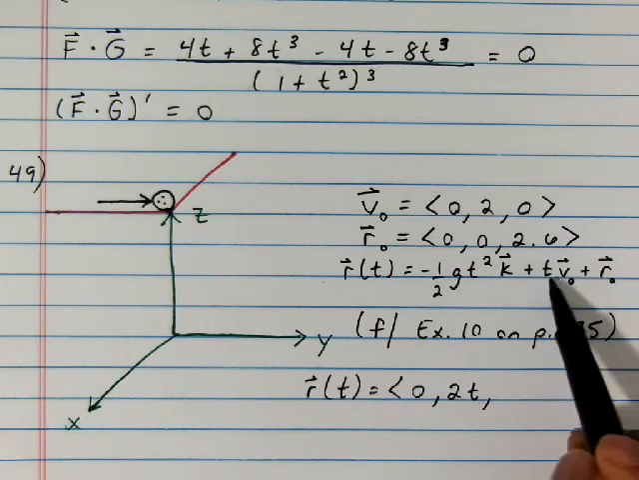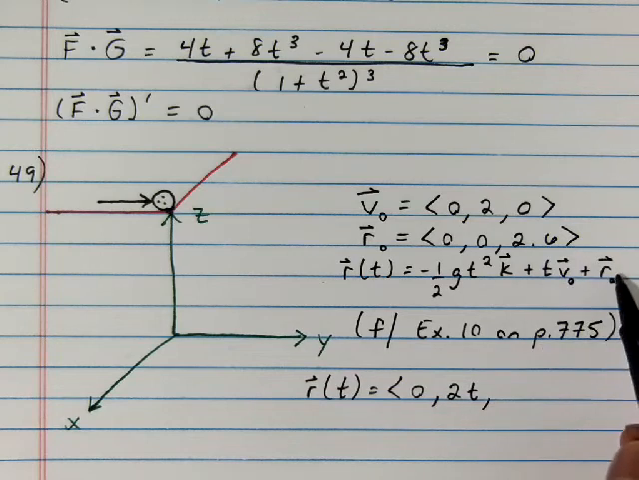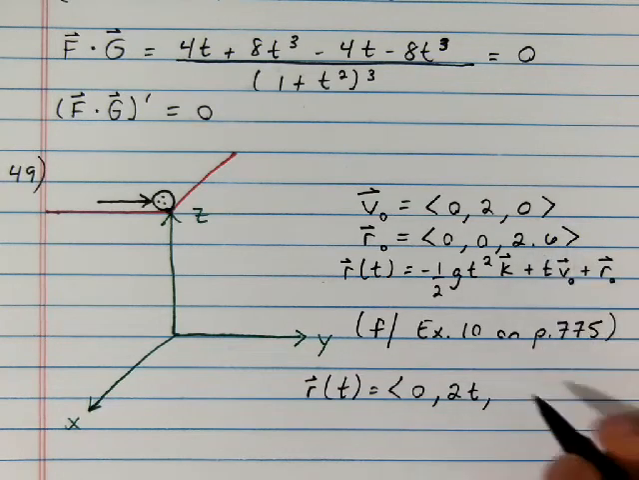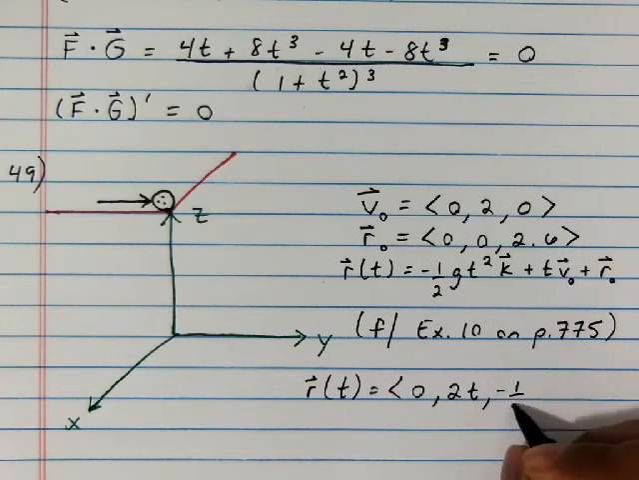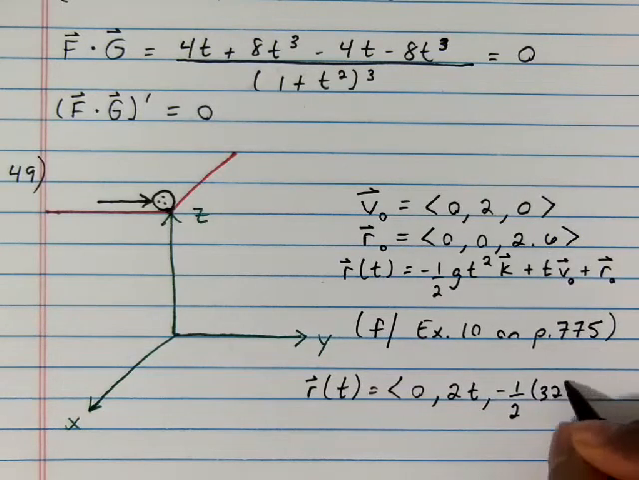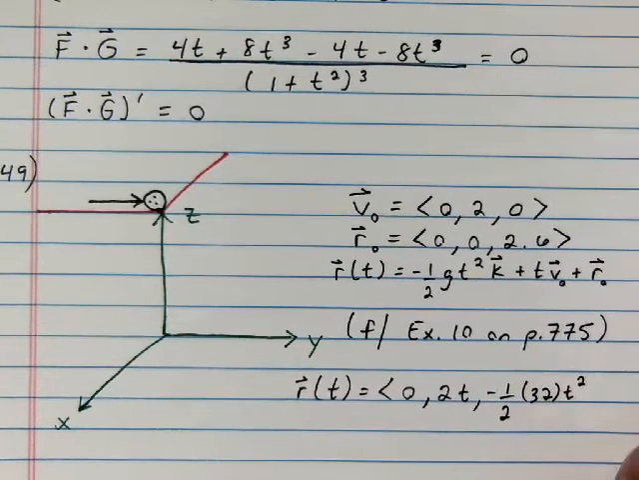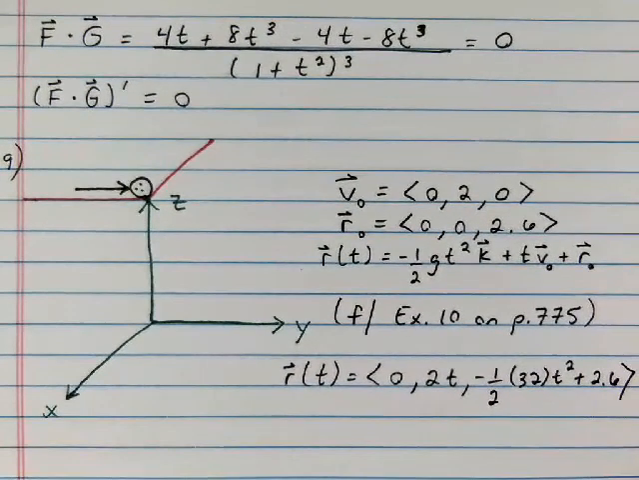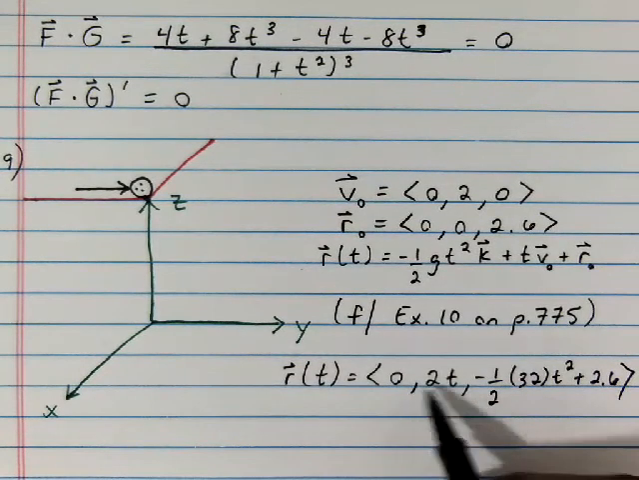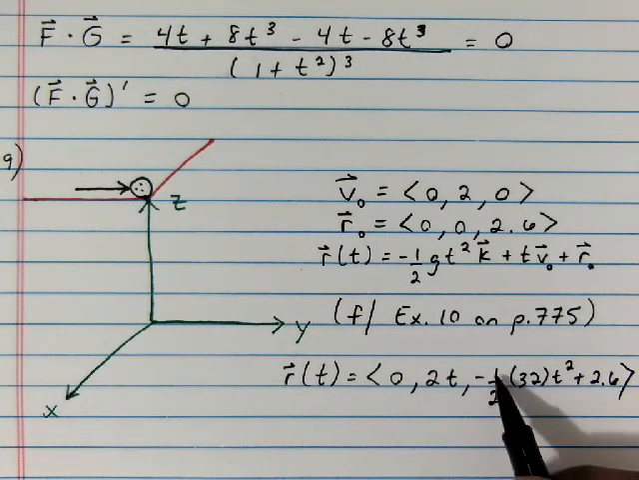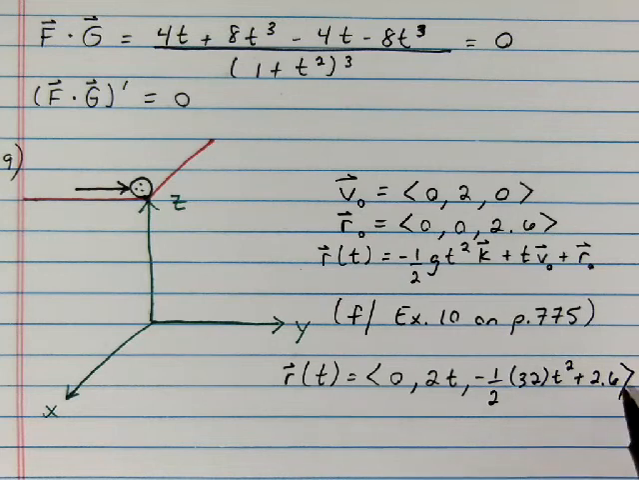is 0 times t. The k component here is 2.6 from right there. So we get -1/2 times 32t squared plus 2.6. Sorry, I'm squeezing this on here, plus 2.6. All right, so that's what our position vector is at any time t. So 0, 2t, -1/2 32t squared plus 2.6.